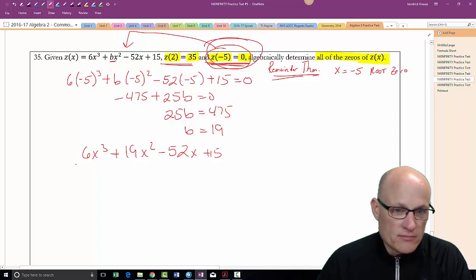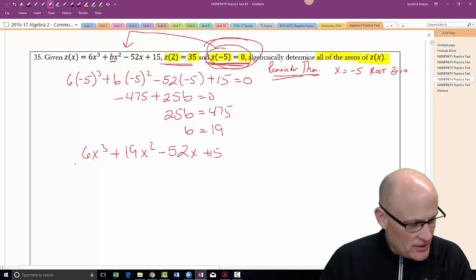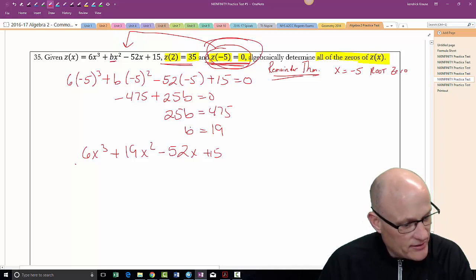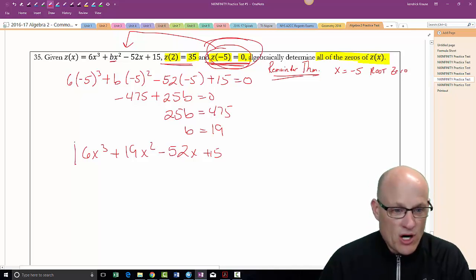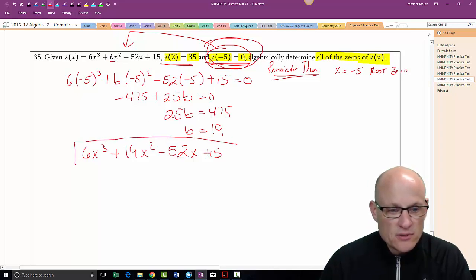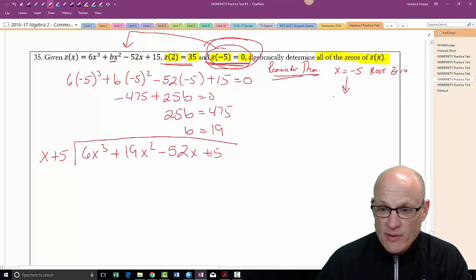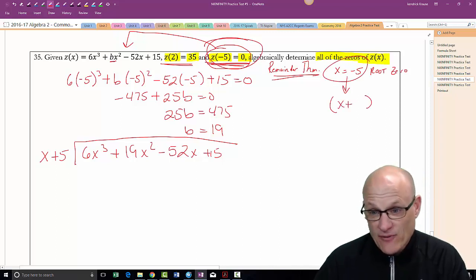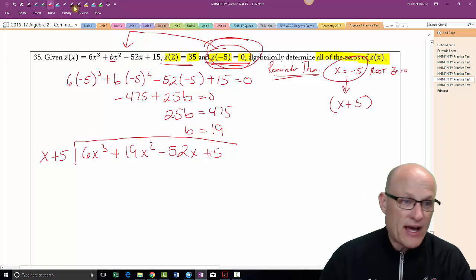Now, I don't know why they told us about z equals 2. I still don't understand that. I don't know if that's just to throw you off. So let's do this. We're going to divide this by x plus 5. Remember, if x equals negative 5 is my root, x plus 5 is my factor.